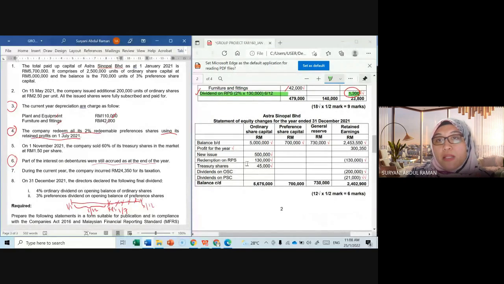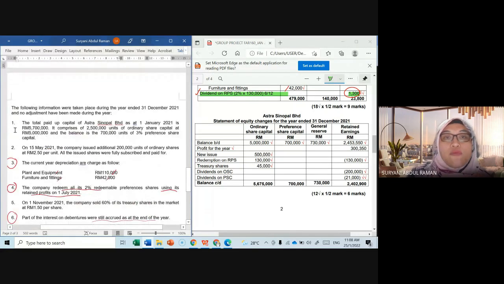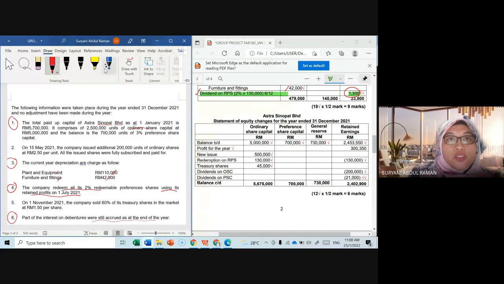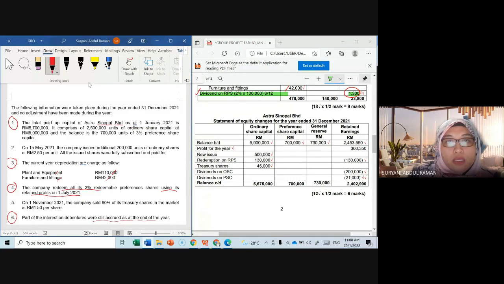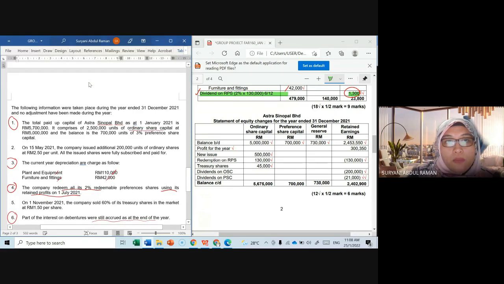Sochi is very simple. Okay, you just have to open the statement according to the equity that you have. So based on additional information number 1, we know we have share equity. We have the ordinary share, and then we have what we call preference share also. So you have ordinary share capital, how much? Okay, it comprises 2.5 million. Now, don't be confused with the unit and with the value. This is the value. And the balance is 700 units of 3% preference share.